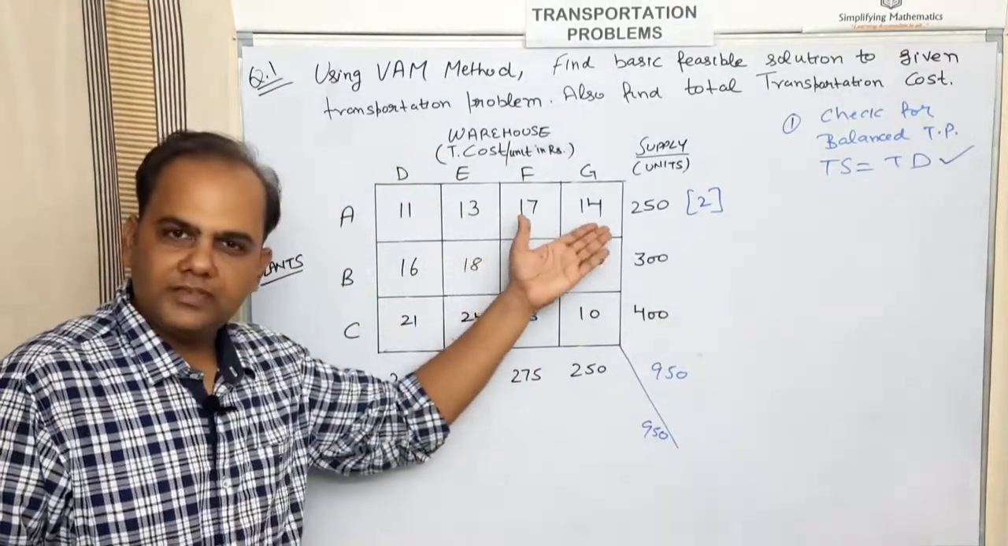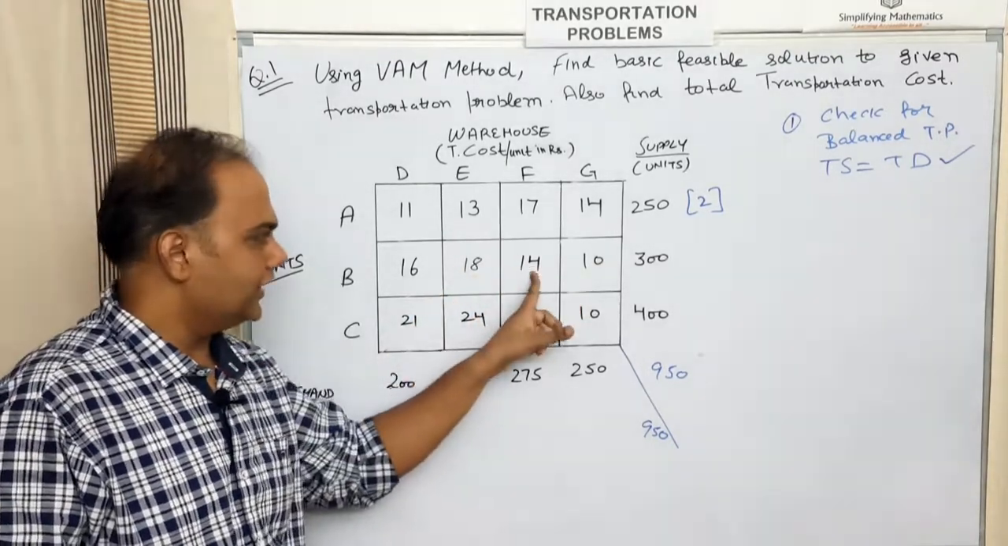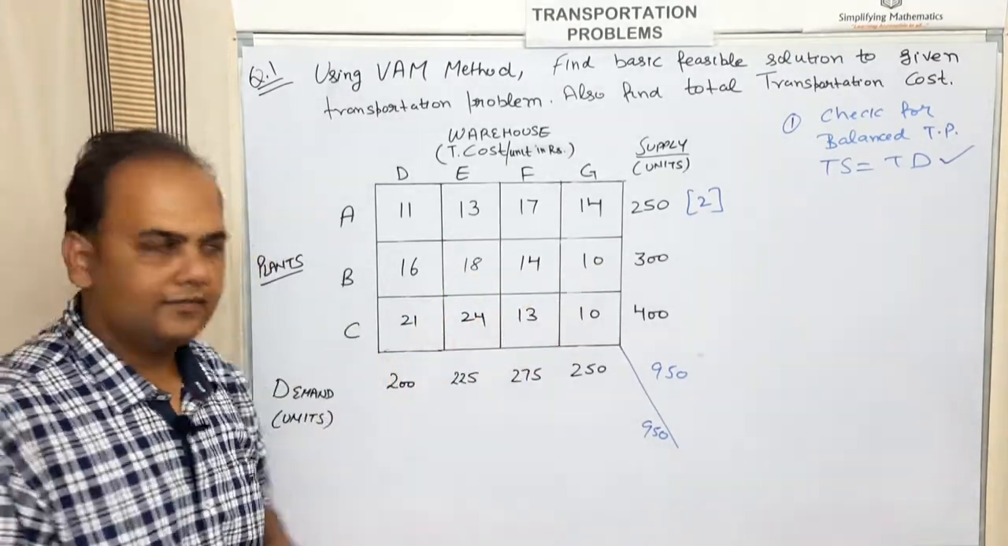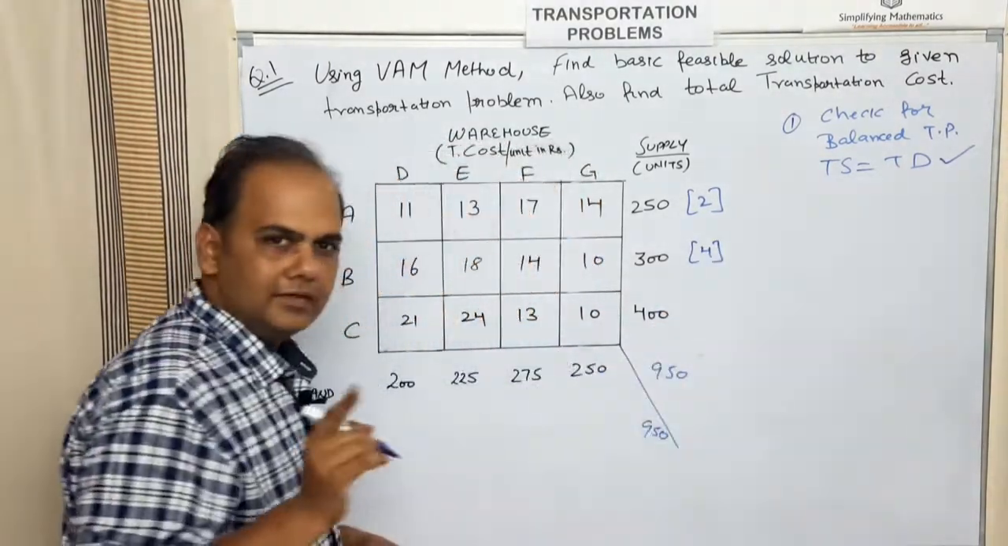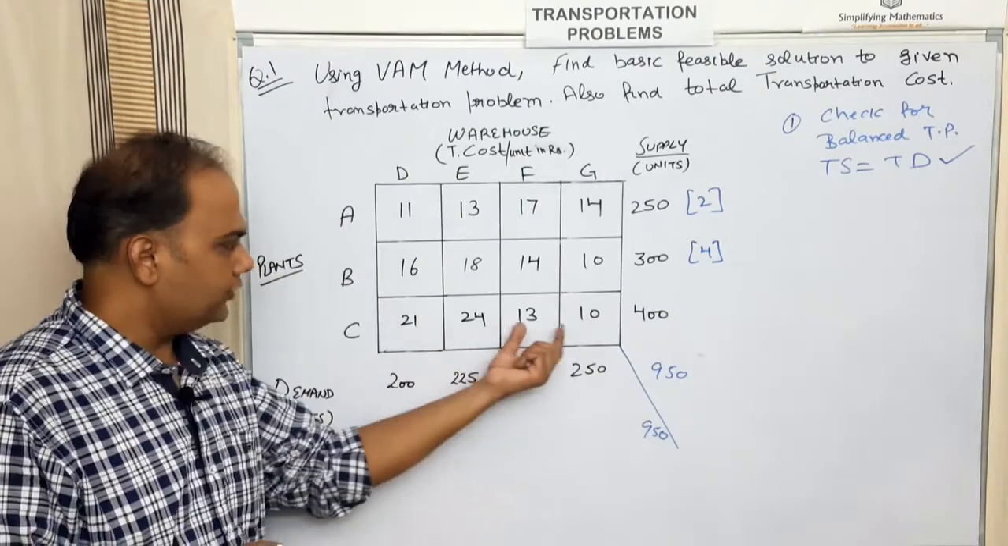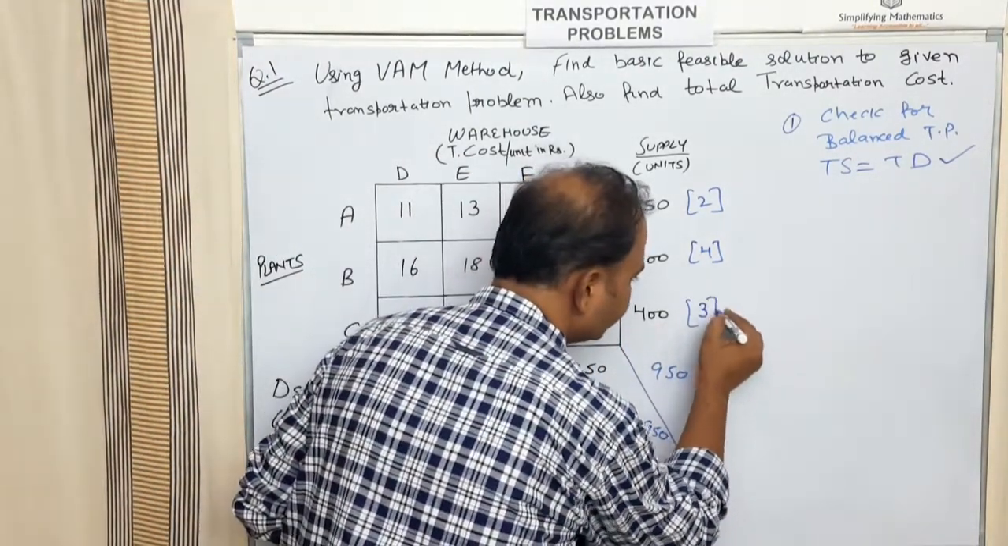Similarly, perform the same operation in the second row, that is, look for two minimum values. Those are 10 and 14. Take that difference and write it in front of this row. Similarly, in the third row, the two minimum values are 13 and 10. The difference is 3.